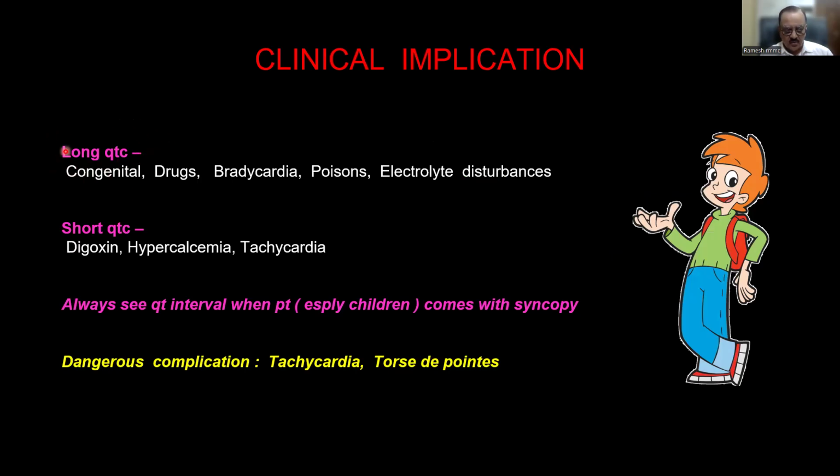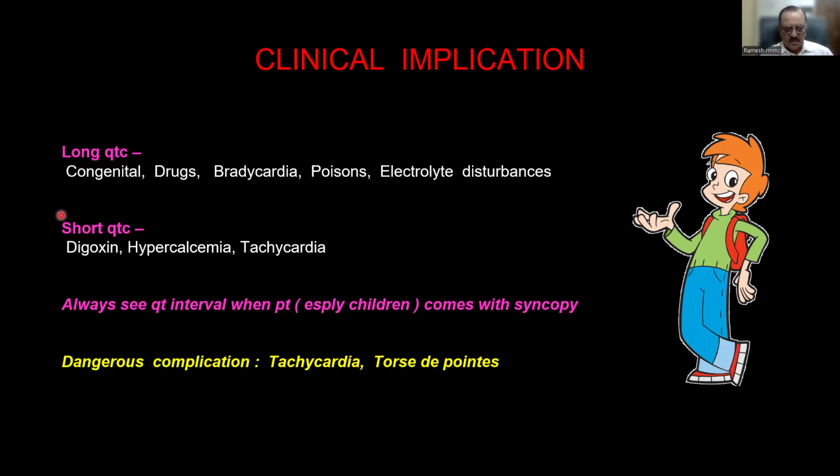Could be a congenital long QT syndrome. Many drugs, your prokinetic drugs, your macrolide drugs have the tendency, many psychiatric drugs can prolong your QTC. Drugs, severe bradycardia, some poisons, electrolyte disturbances like calcium disturbances can prolong the QT and give a long QT syndrome. That is more than 0.45 seconds.